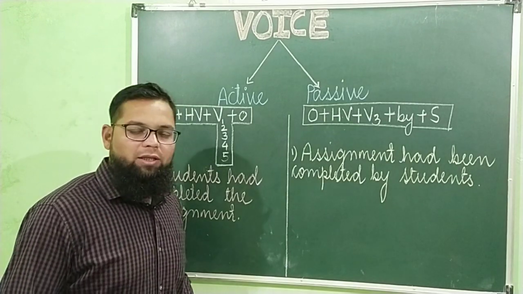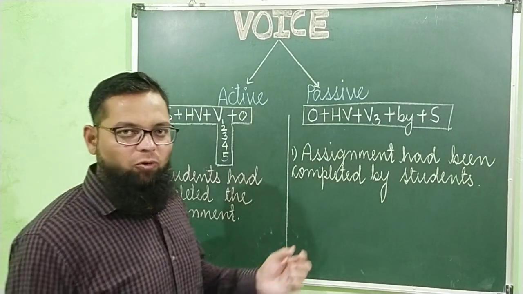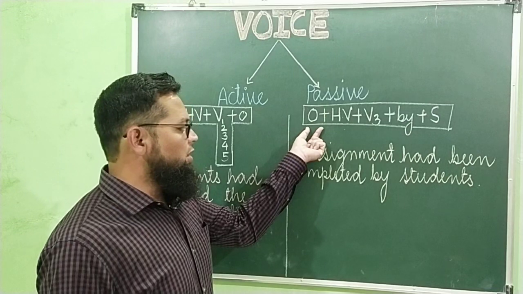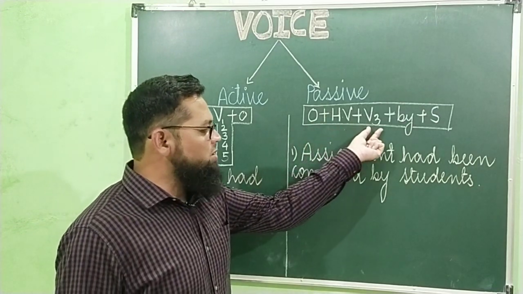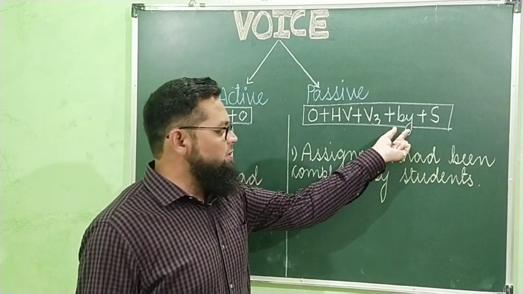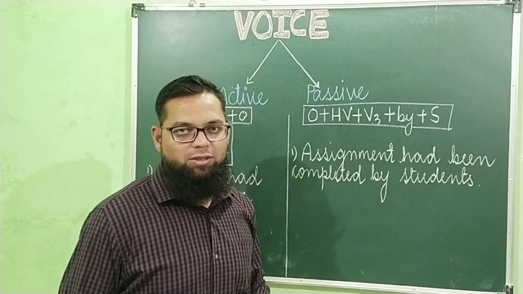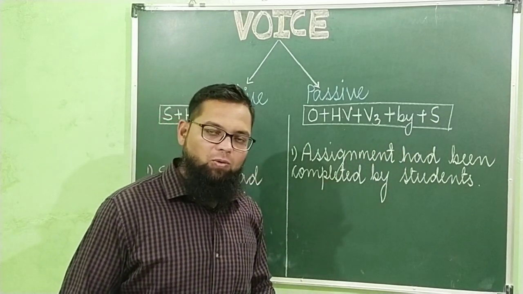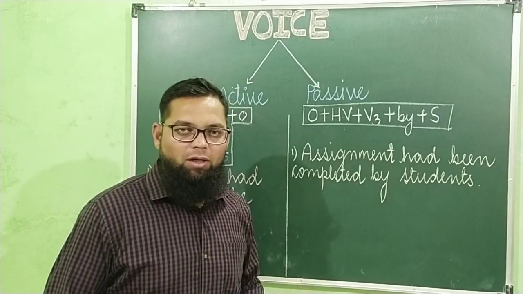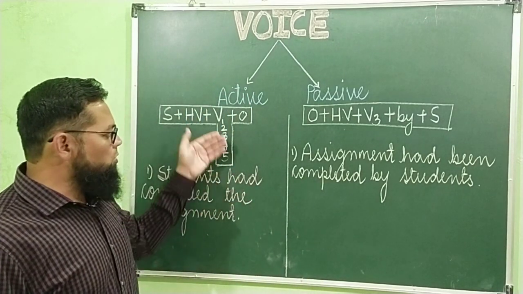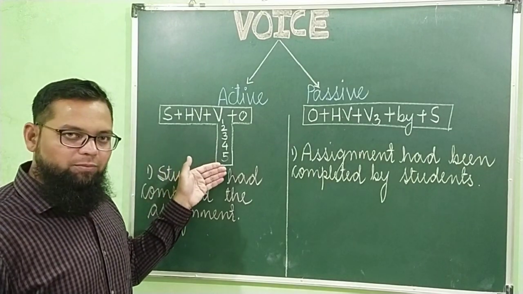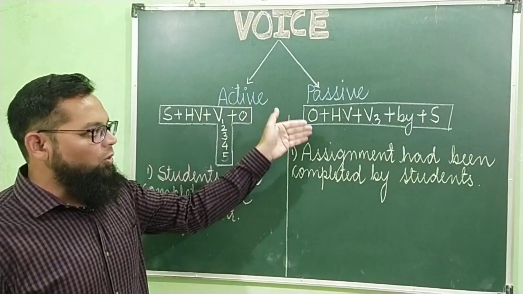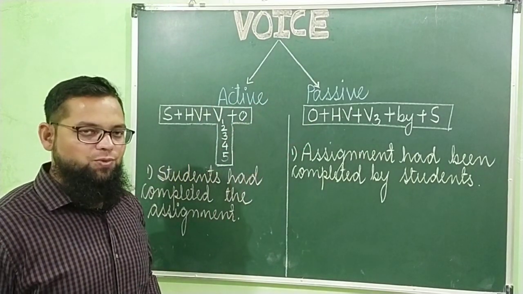Now let's have a look at the equation of passive voice. Passive voice की equation है object plus helping verb plus verb in third form plus by and at the end subject. Passive voice में सिर्फ एक ही verb का form इस्तेमाल होगा and that is the third form. In active voice, we may use all the 5 forms of the verb, but in passive voice, only third form of the verb is used.